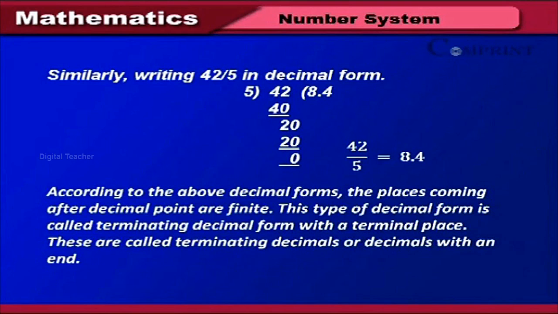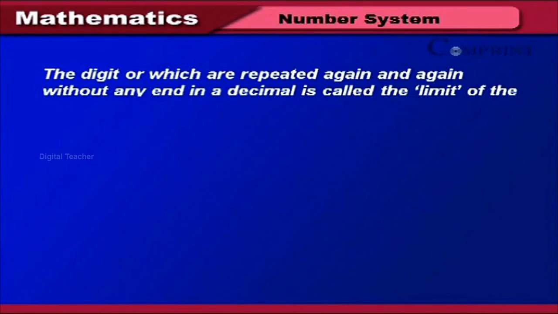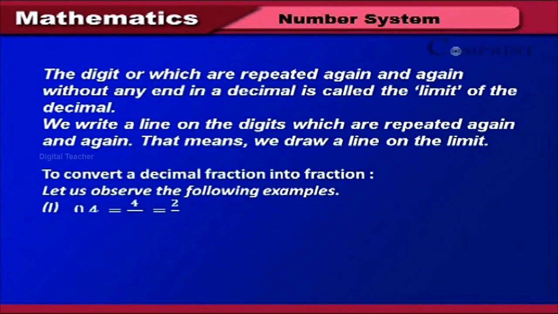According to the above decimal forms, the places coming after the decimal point are finite. This type of decimal form is called terminating decimal form with a terminal place. These are called terminating decimals, or decimals with an end. The digit or digits which are repeated again and again without any end in a decimal is called the period of the decimal. We write a line on the digits which are repeated again and again. That means we draw a line on the period.